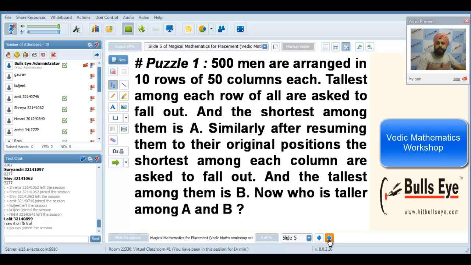Yeah, this is a puzzle which we'll be doing side by side. Just give a read to this and try to answer. Yeah, you all are reading it. Any idea who out of A or B will be taller?